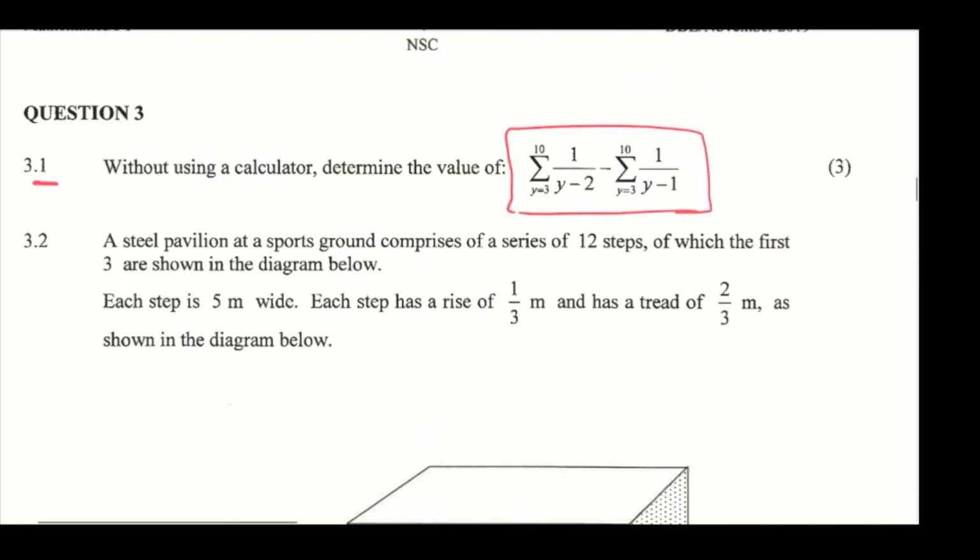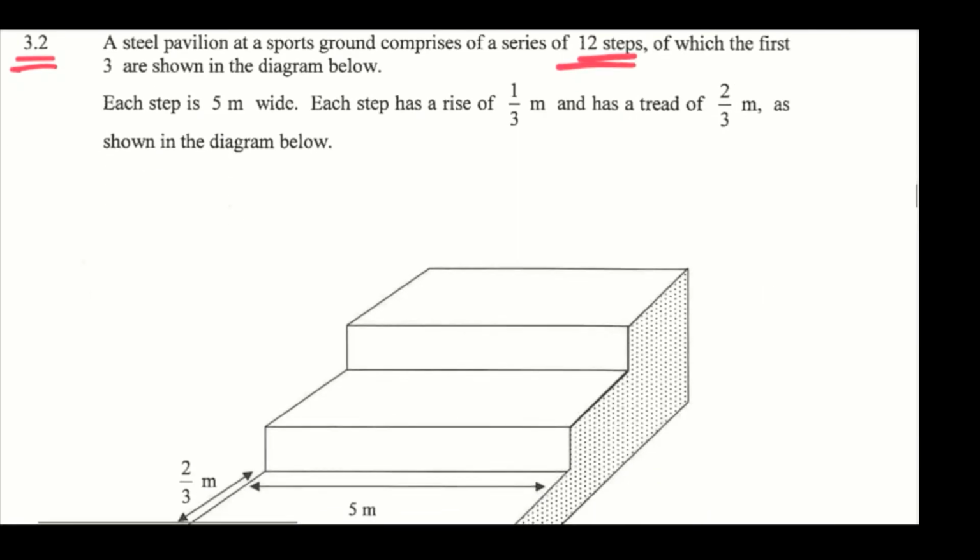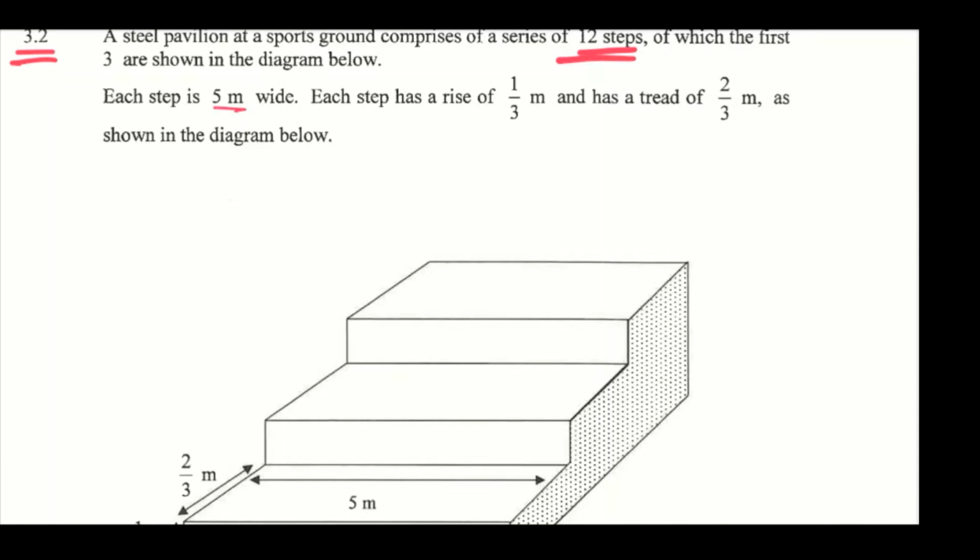And now we're going to do 3.2, right? We are given a statement that reads as follows: a steel pavilion at a sports ground comprises a series of 12 steps. So we're having 12 steps, of which the first 3 are shown in the diagram below. So each step is 5 meters wide and has a rise of 1/3 meters and has a breadth of 2/3 meters as shown in the diagram.